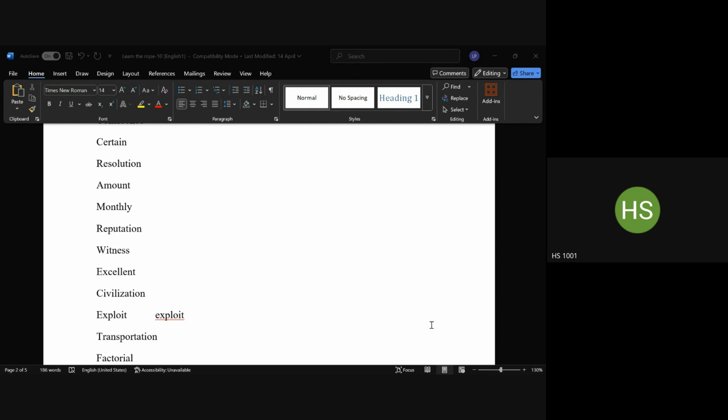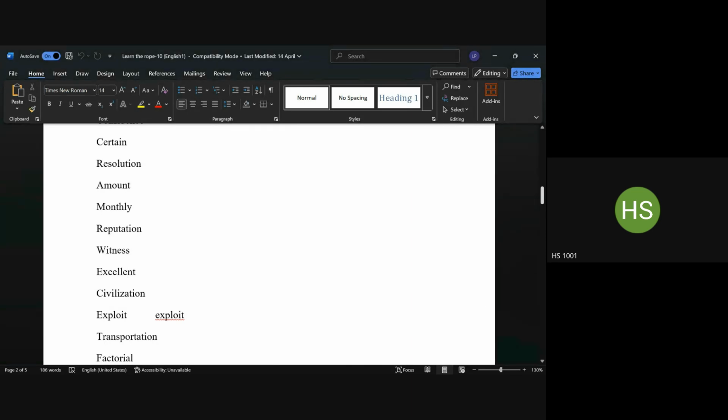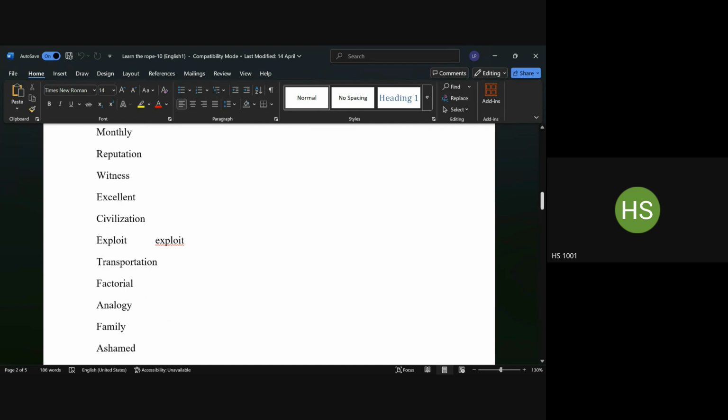Okay, then comes monthly in the worksheet. Monthly, the word monthly. What is monthly? A monthly expenditure. It's an adjective. Correct. So where do you mark it? Monthly can be both an adjective and an adverb, right? Whatever the category is, where will you mark this?